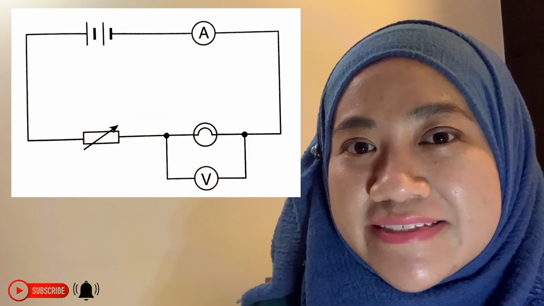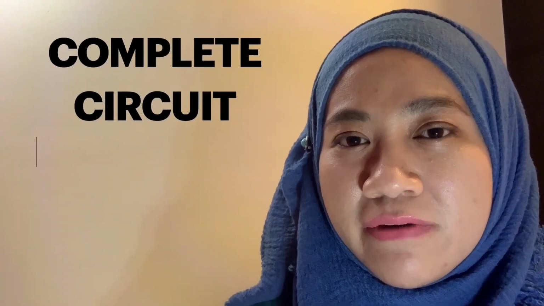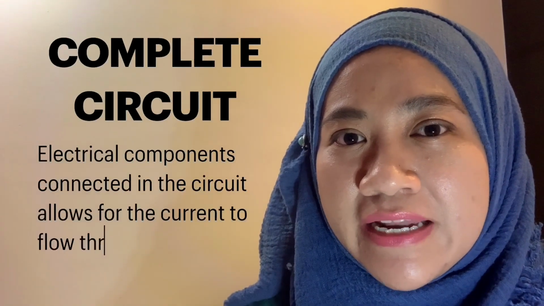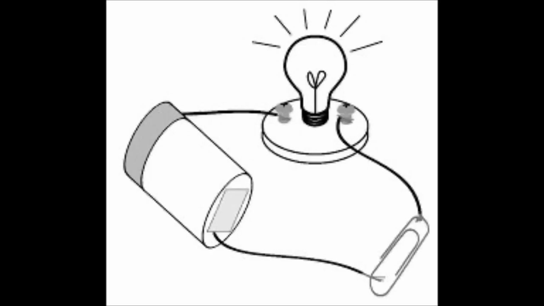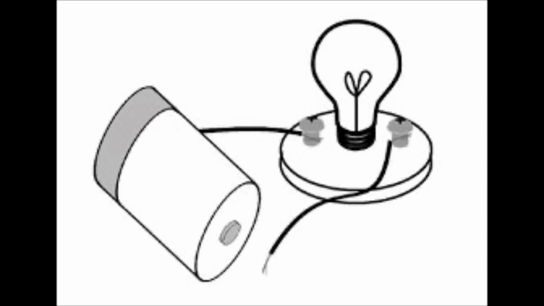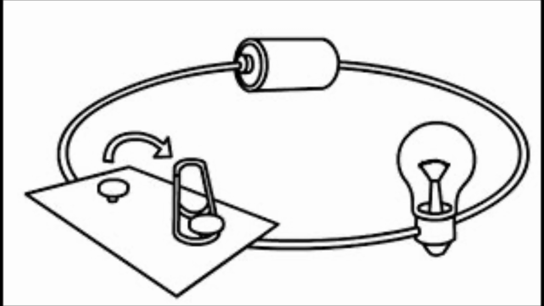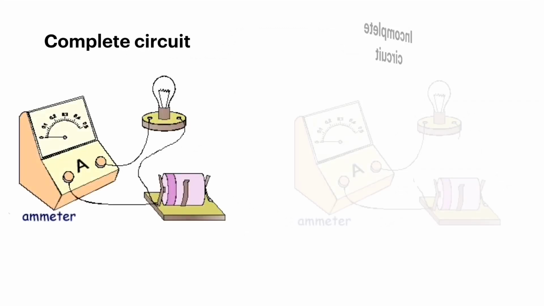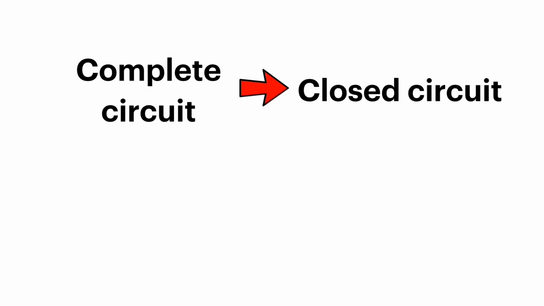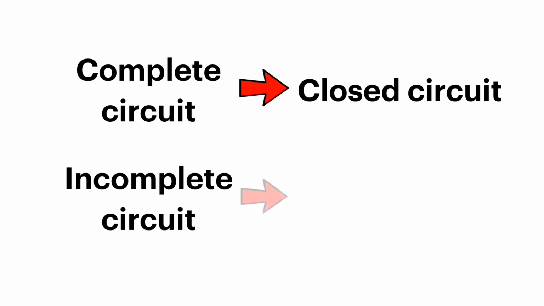circuit like this. An electrical circuit is said as complete when all the electrical components connected allows current to flow through it. This is complete circuit. This is incomplete circuit. In most of the time, complete circuit is also mentioned as closed circuit, while the incomplete circuit is also mentioned as open circuit.